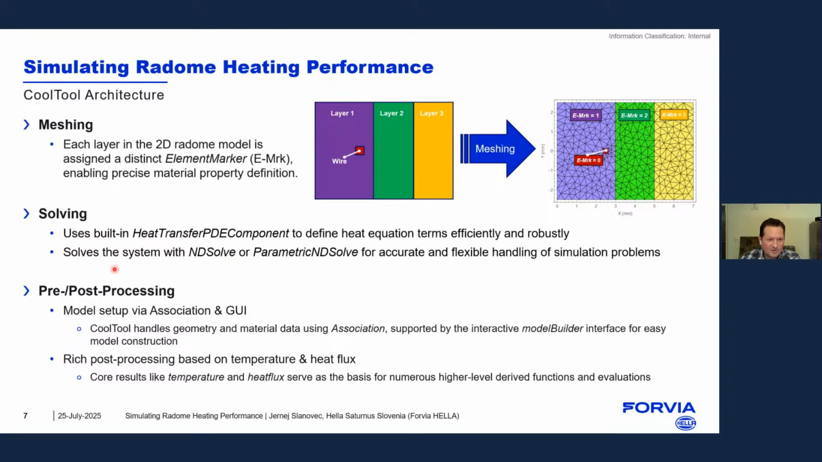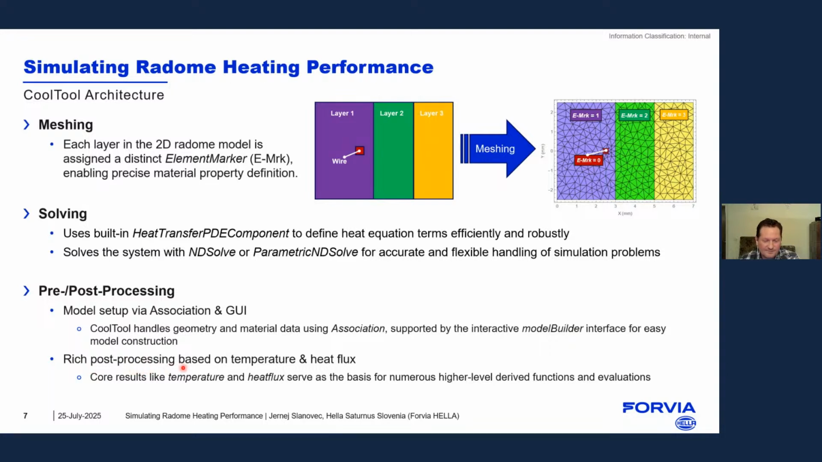One other thing that I would like to mention has more to do with user friendliness, pre and post processing. Basically, how such a system is defined is through associations. So we have key value pairs, for example, and these key value pairs then determine the properties of the layers, the geometry of the layers, of the wires, and so on. To make it easier for users to use this tool, however, we have built a user interface called Model Builder, and I will show this a bit later on.